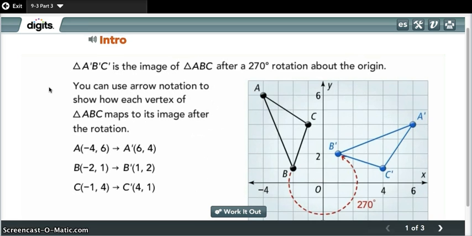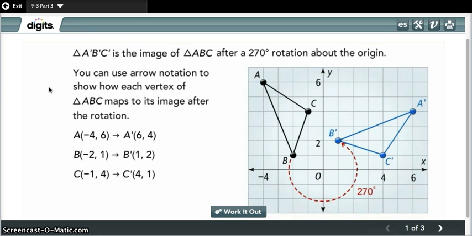All right, here's our last section of the day. It says triangle A prime, B prime, C prime is the image of triangle ABC after a 270-degree rotation about the origin. So here's the origin, here's the original triangle. It rotated this way all the way to this new triangle. It says you can use arrow notation to show how each vertex, each point of the triangle, maps to its image, the new triangle, after the rotation. So this is how we can annotate that there was a rotation that happened.